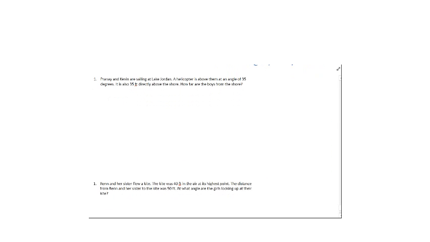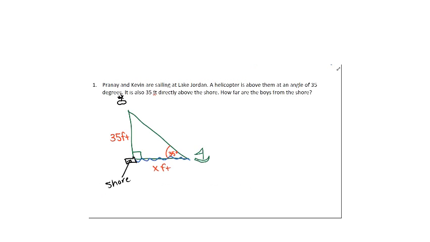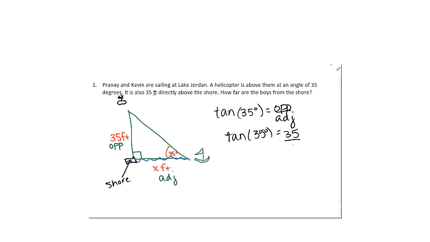Go ahead and draw the picture for this one. This is my picture. So 35 degrees is the angle that we're dealing with. Let's look at that angle. 35 feet, is that going to be opposite, adjacent, or hypotenuse to the 35 degree angle? It's opposite. And then x feet, is that going to be opposite, adjacent, or hypotenuse to the 35 degree angle? It's adjacent. Also, we're not dealing with the hypotenuse at all, so this is going to be tangent. So tangent of 35 degrees is going to be opposite over adjacent. So tangent of 35 degrees is going to be opposite is 35, adjacent is x.